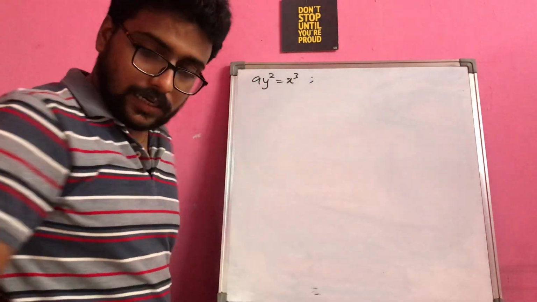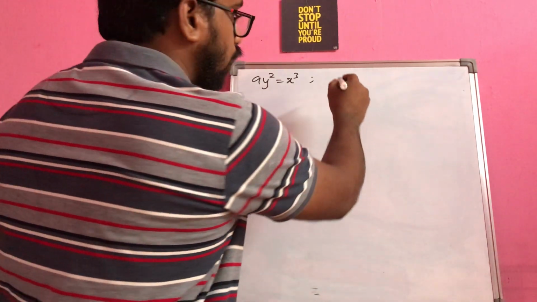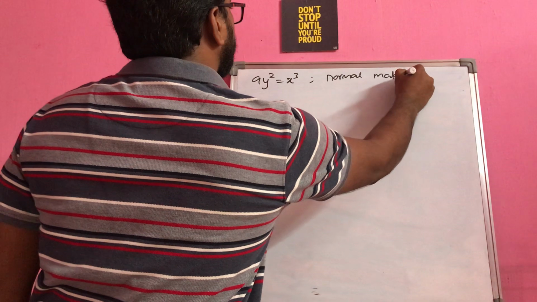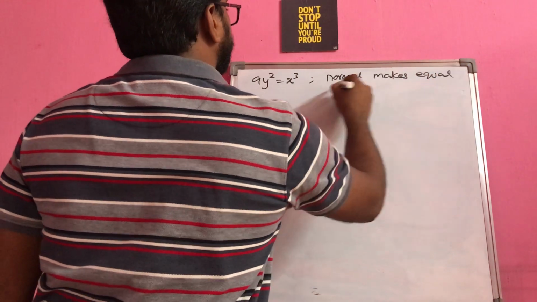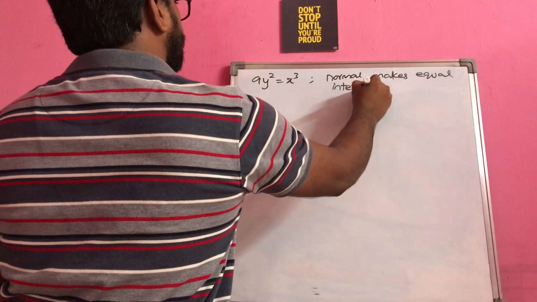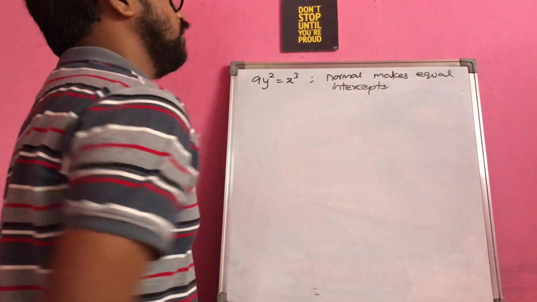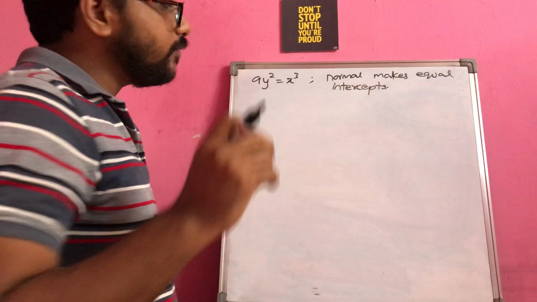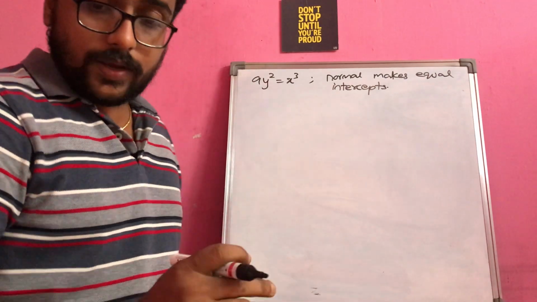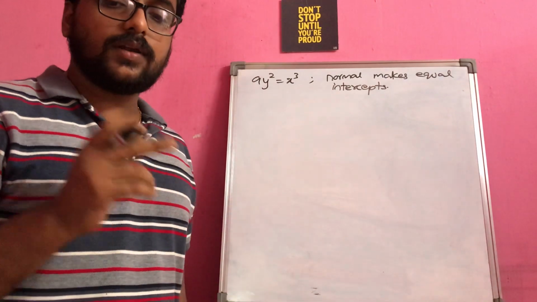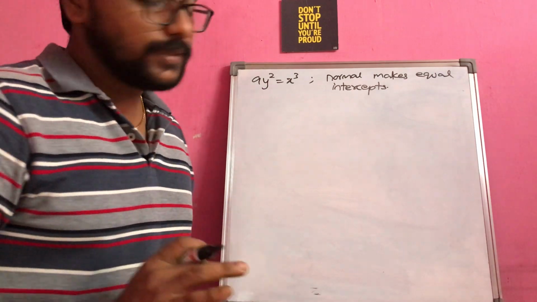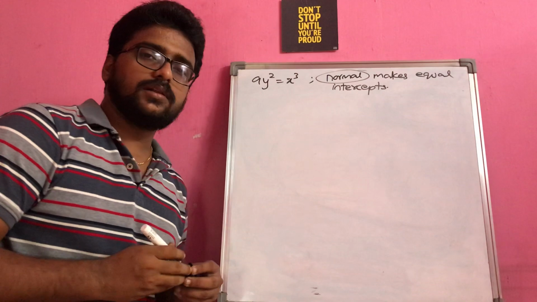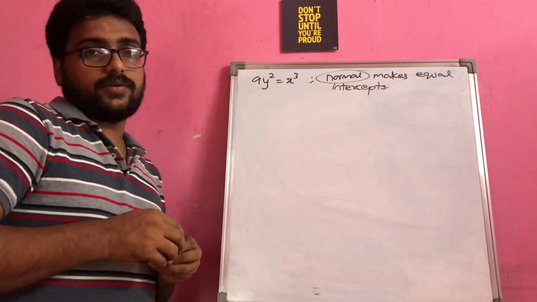Find the points on the curve where the normal makes equal intercepts. Find the points on the curve 9y square is equal to x cube where the normal makes the equal intercepts on the axis.